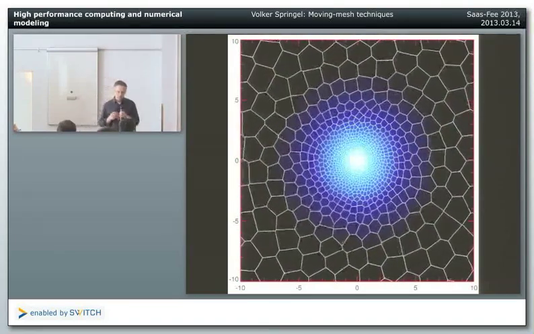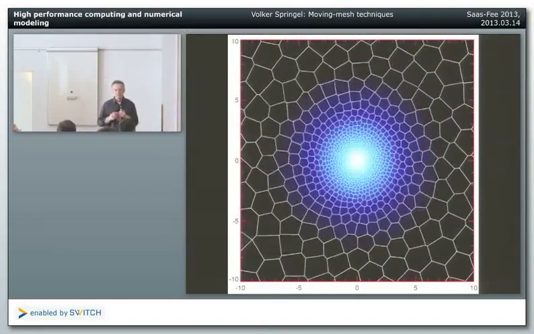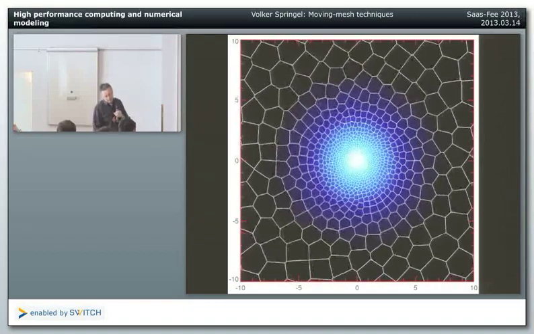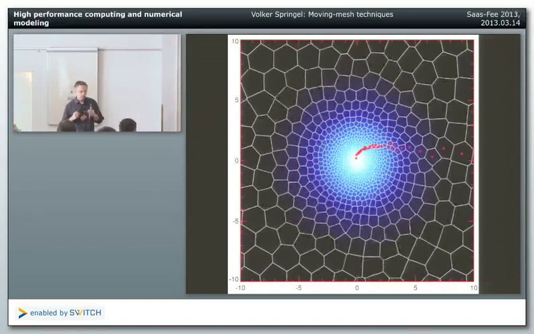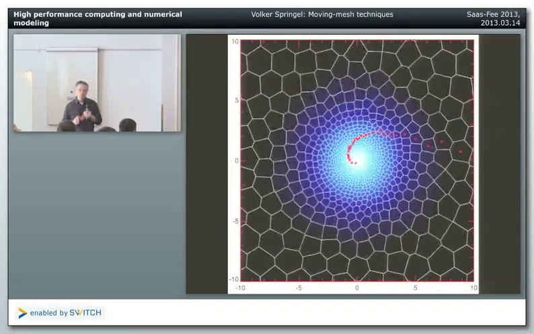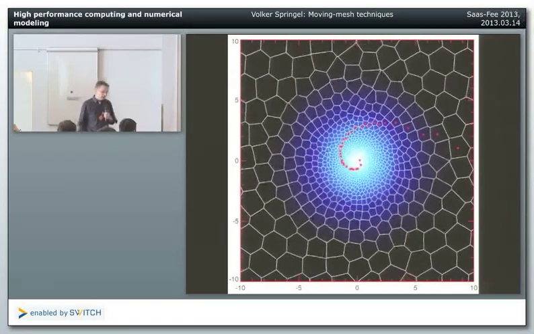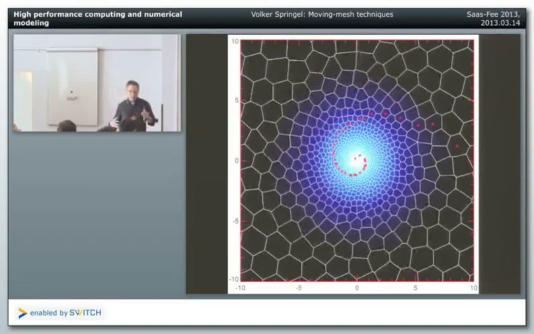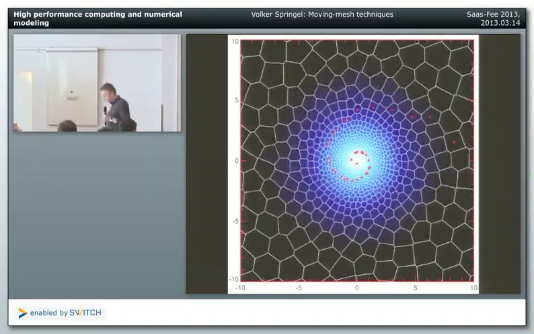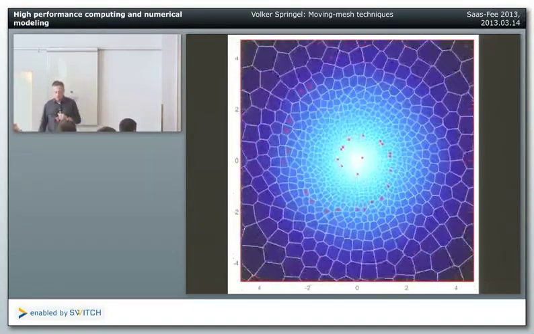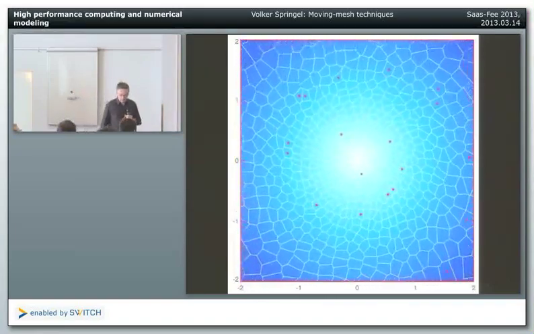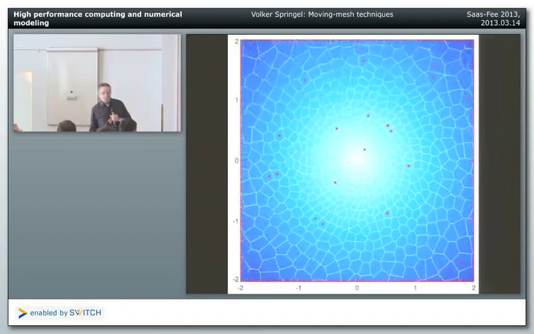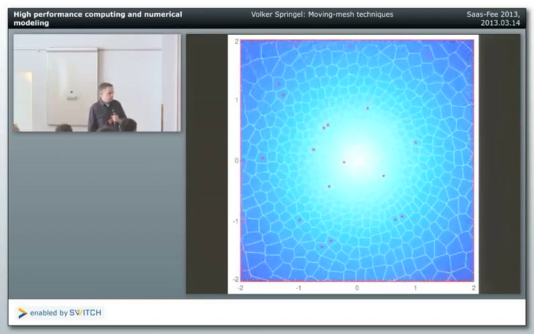Because that is the traditional disease of moving mesh techniques, that after a while you cannot prevent the mesh from destroying itself, because there's too strong shear that creates high aspect ratios of cells or bow tie cells where they are sort of twisted to the extent that your mesh breaks down. That's avoided in this particular mesh, ultimately because it's a so-called Voronoi mesh.